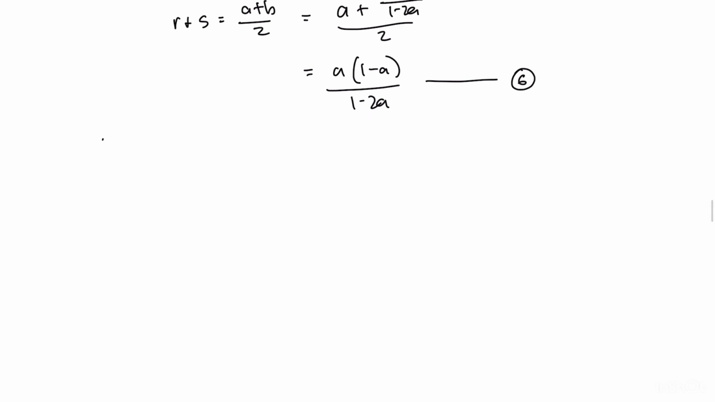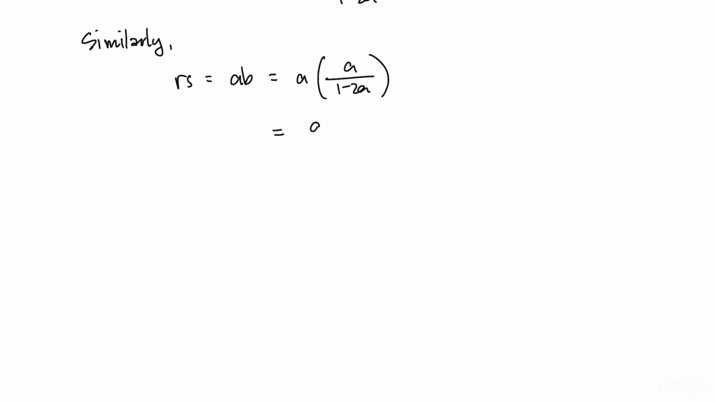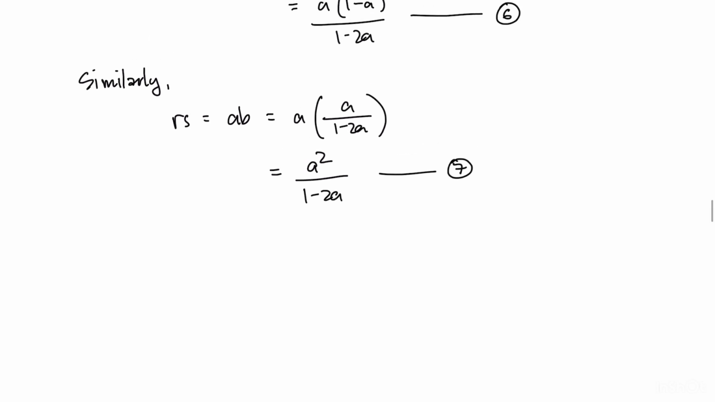Now similarly, RS is equal to AB, which is equal to A times the quantity A all over 1 minus 2A. So this becomes A squared all over 1 minus 2A. And I'm going to call this equation number 7.